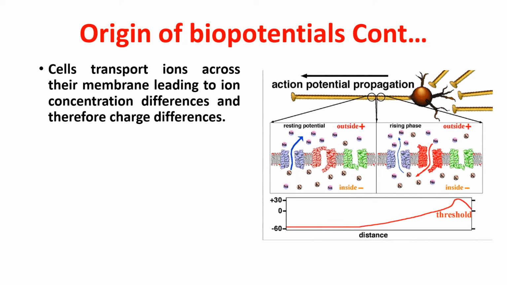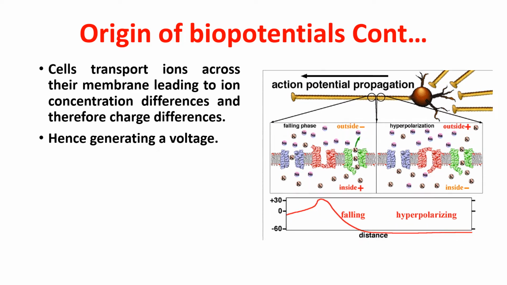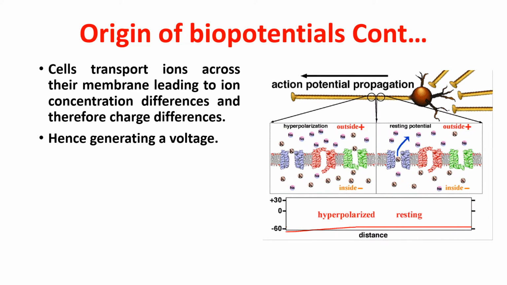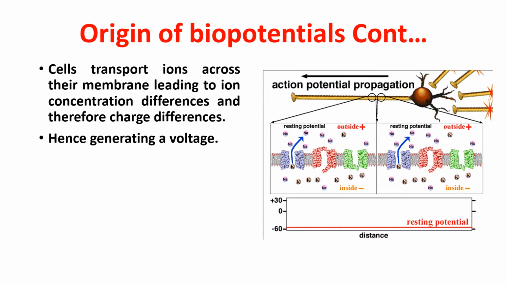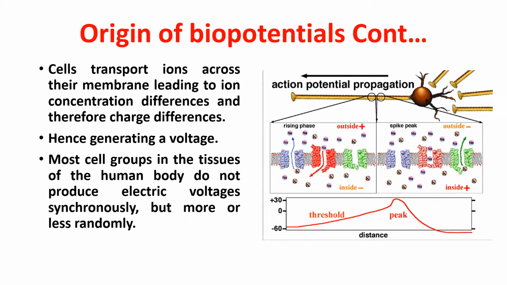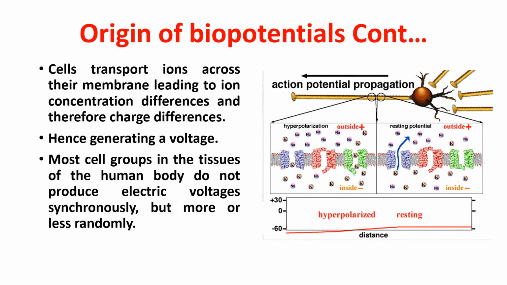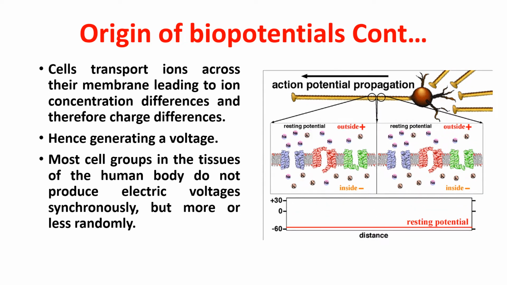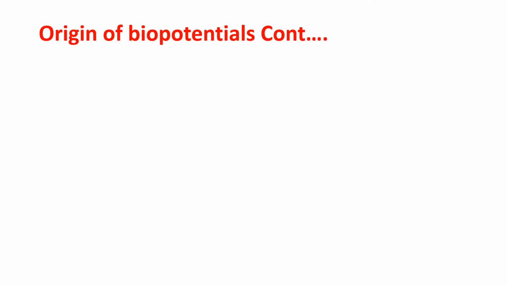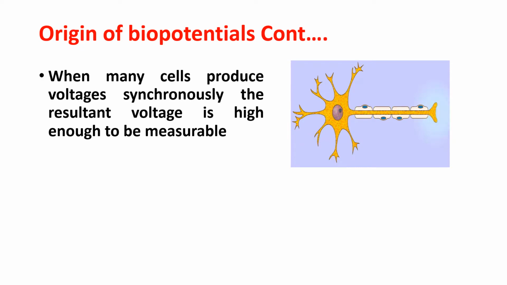Most cell groups in the tissues of the human body do not produce electric voltages synchronously, but more or less randomly. Thus, most tissues have a resultant voltage of zero as the various random voltages cancel out. When many cells produce voltages synchronously, the resultant voltage is high enough to be measurable.